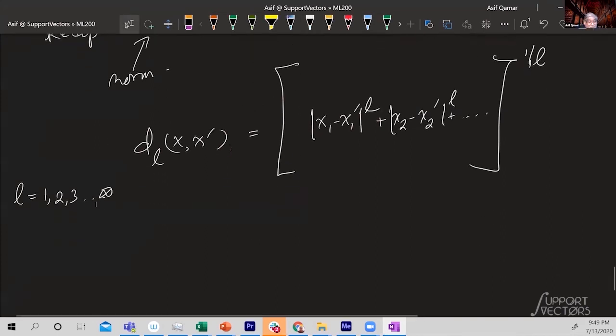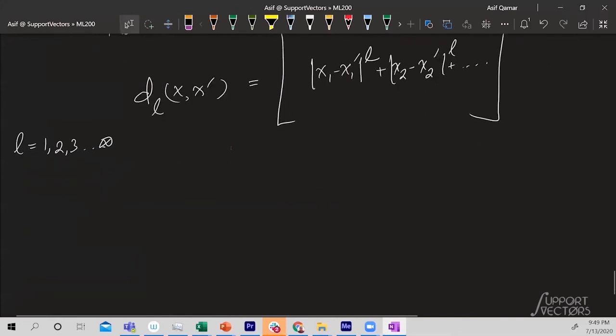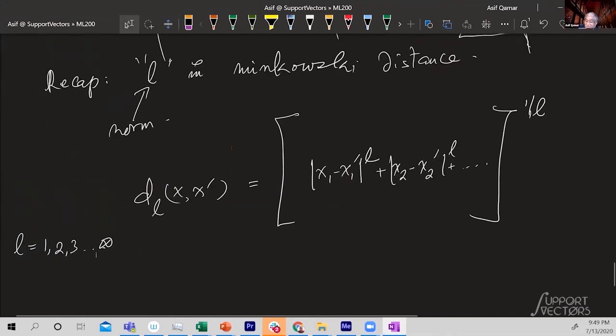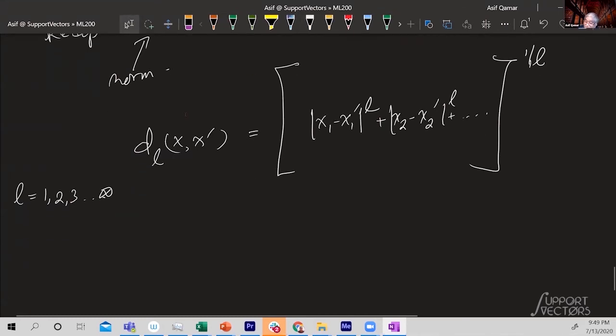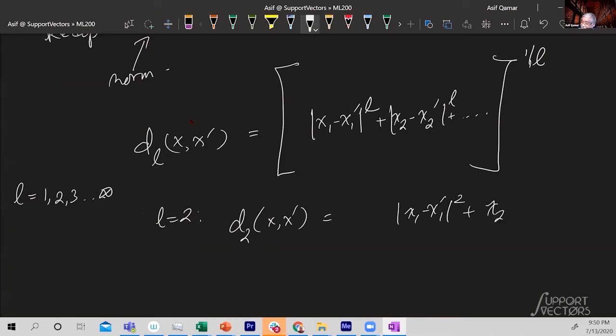Now, come again? Like L is dimension? No, L is not dimension. L is the measure. It's a way of measuring distance. That's why it's called a norm. Your data may be in 2 dimensions, but you may still take the infinite norm. In fact, let's look at 2 dimensions. So if L is equal to 2, what does it become? d2 of x and x prime is our familiar Euclidean distance, the square root of x1 minus x1 prime squared plus x2 minus x2 prime squared.